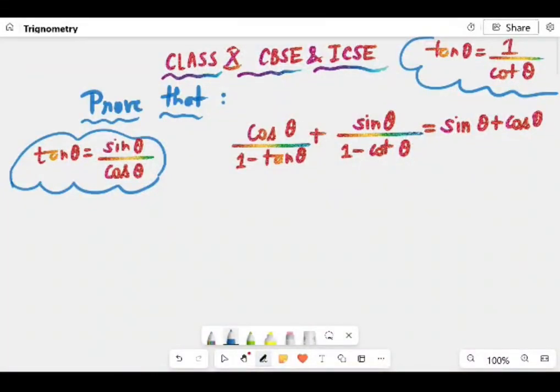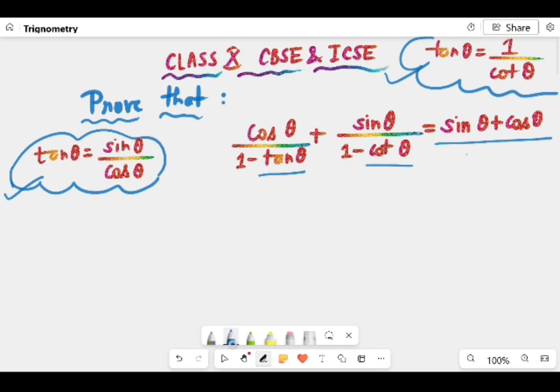Most of the students find it difficult to solve proving questions of trigonometry, but you just have to focus on the right hand side. Here we can see that there is no tan theta and cot theta. So you have to change this tan theta and cot theta into sine and cos. And the formulas I have written here: tan theta is 1 by cot theta, and also tan theta is sine theta by cos theta.